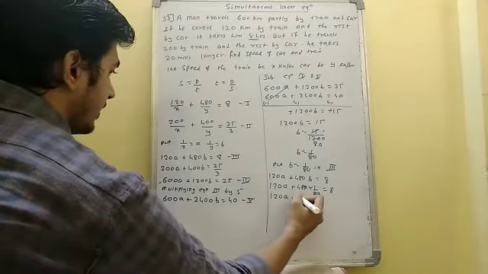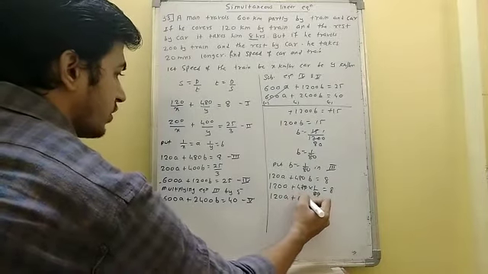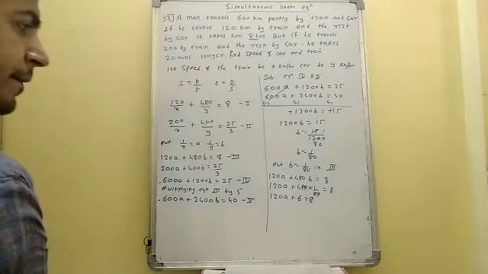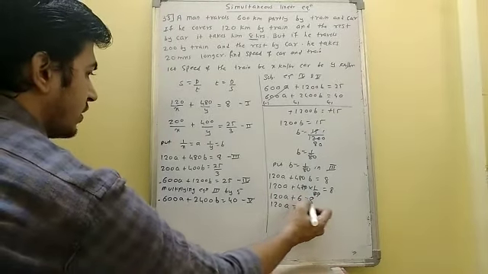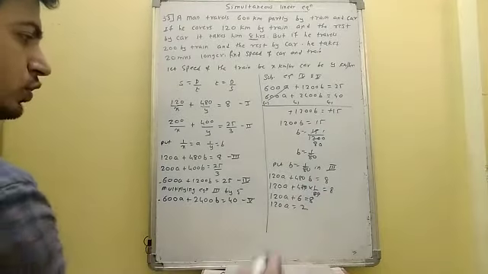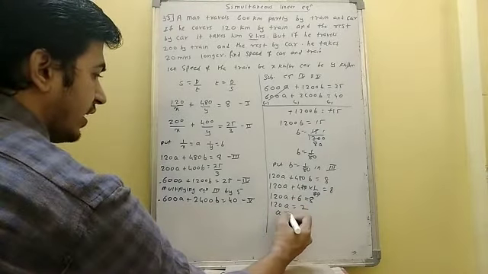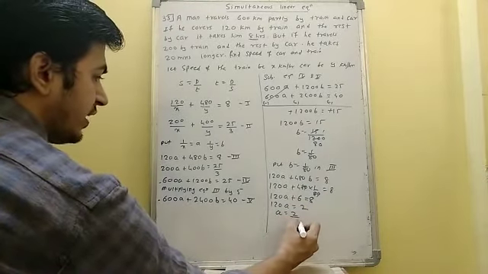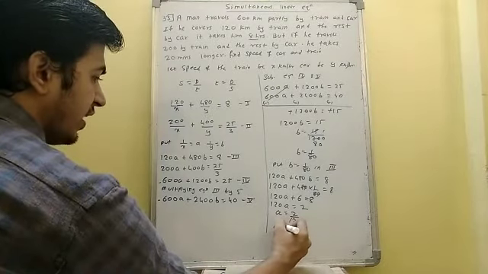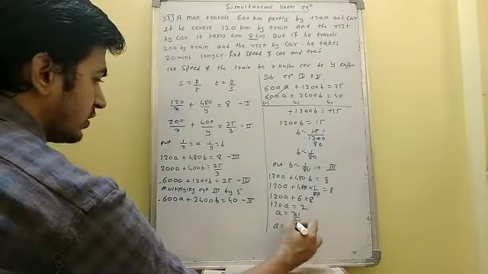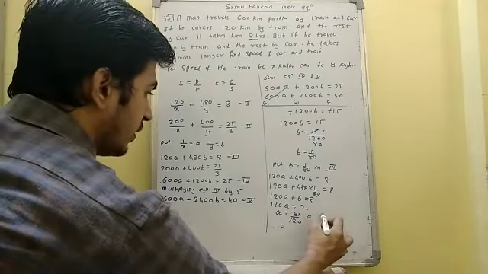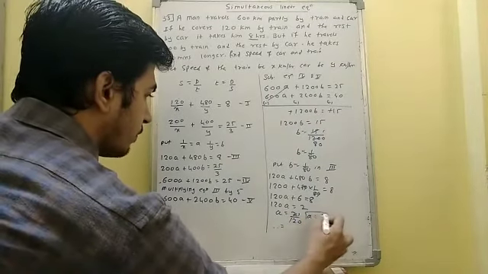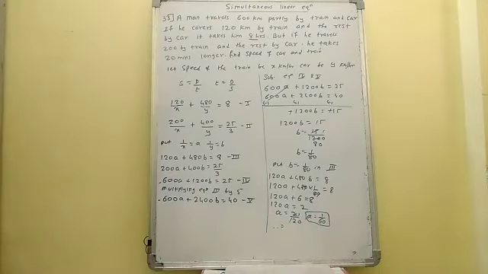8 1s are 8. 8 6s are 48. Okay, so 6 will go that side. So we have 120A is equal to 8 minus 6, it is 2. So value of A is 2 upon 120. So value of A is 2 1s are 2, 2 60s are 120. So value of A will be 1 upon 60. Okay, value of A is 1 upon 60.